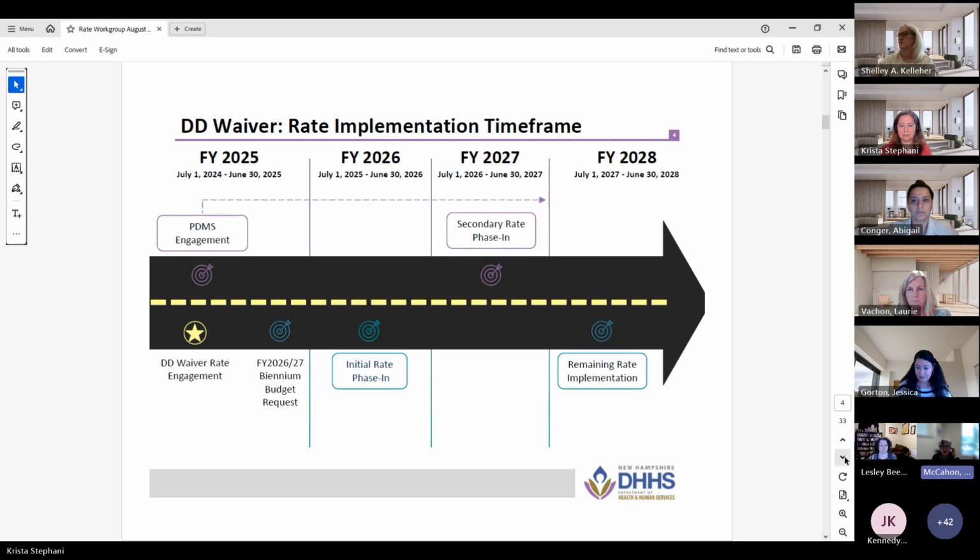So maybe you could address it. Specifically, the rate I was interested in, and I was looking at that timeline, is service coordination. It is such a top priority because of the shift of responsibilities that have been put on it. So if you could speak to what's comprised in the secondary and remaining, where would service coordination fall in that? Where would residential fall in that? That'd be really helpful. Yeah, absolutely. Thank you. I'll be quiet now.